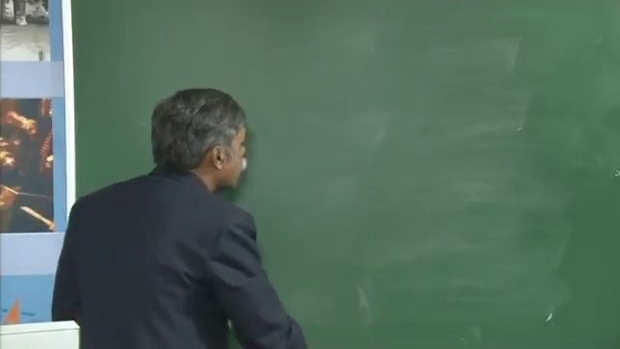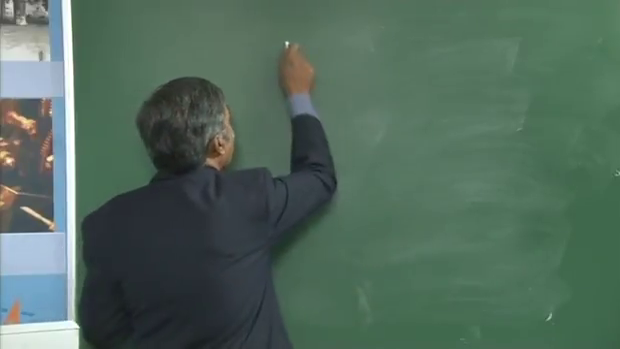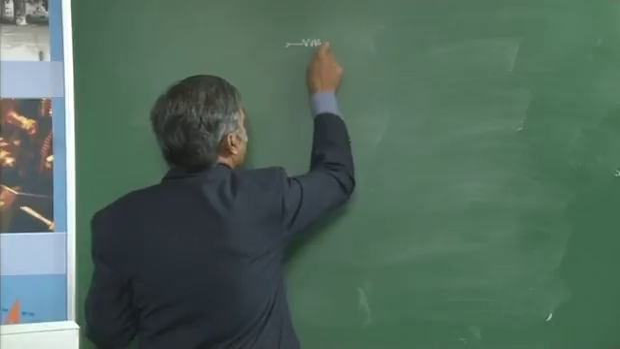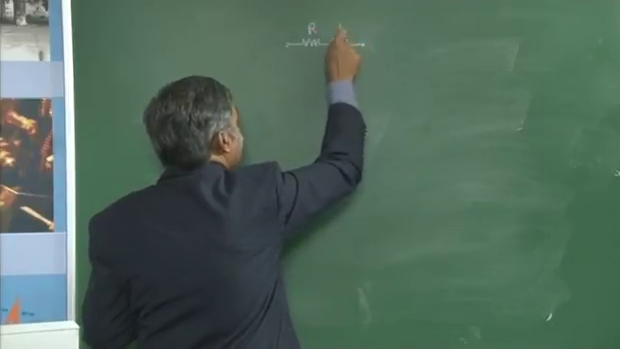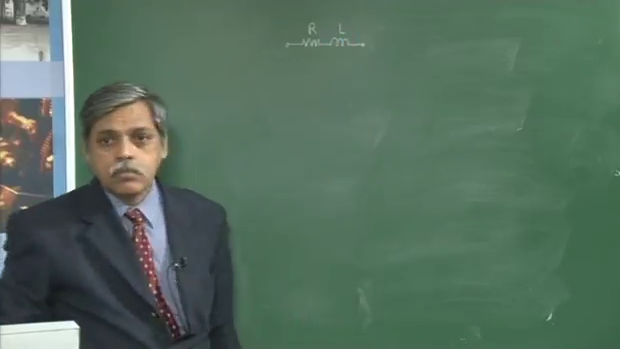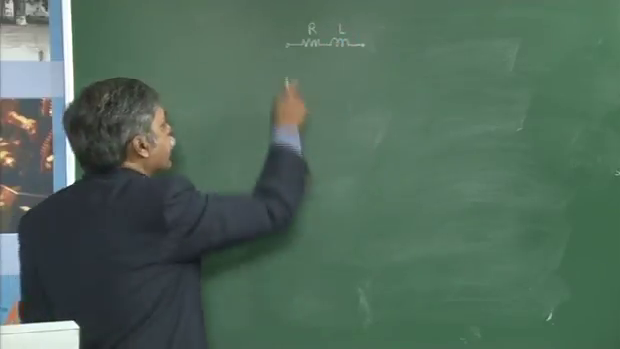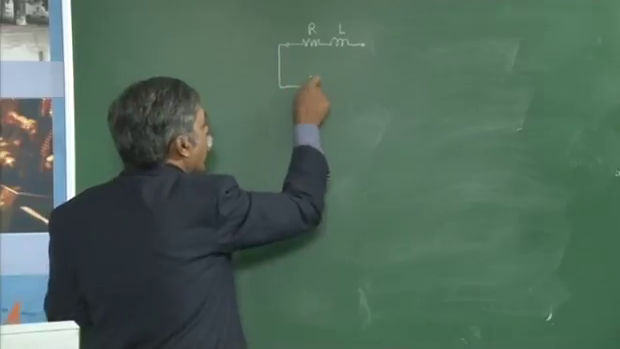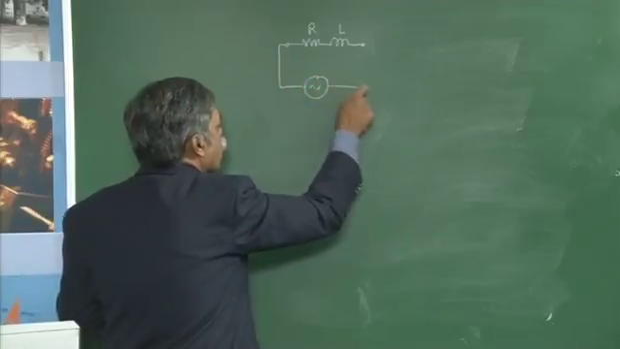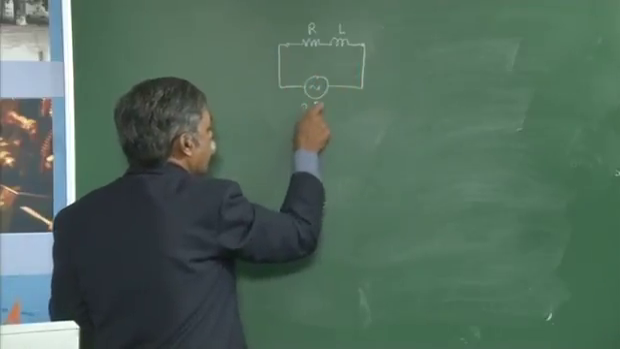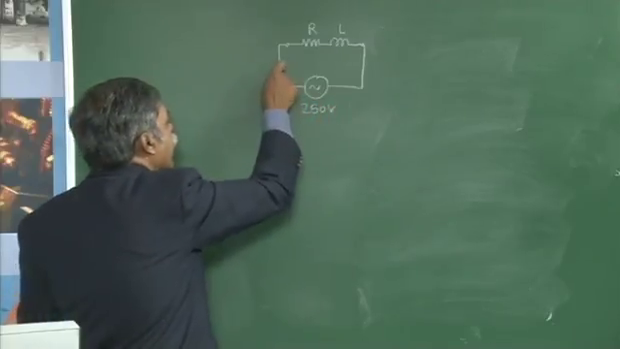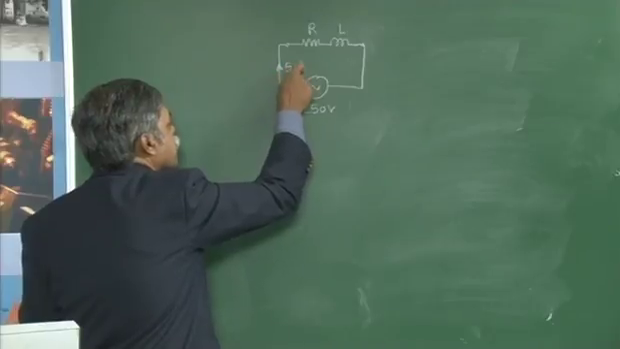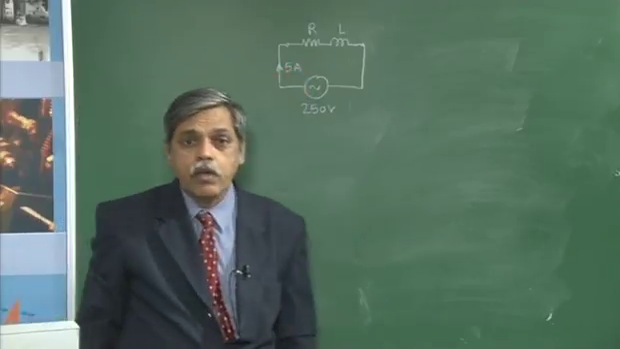Whenever you have a coil, you should write the circuit like this only: resistance of the coil, inductance of the coil, okay. Now I am connecting this coil to a 250 volt voltage source, 250 volts. Now this is taking a current of 5 amperes, okay, 5 amperes.